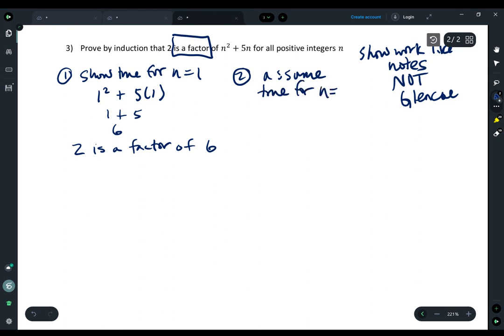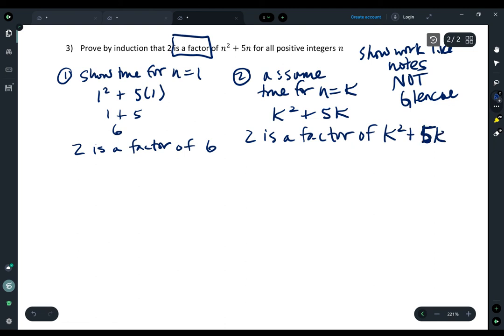for n equals k. So the way that looks for this one is that I would just put k's in instead of n and write k squared plus 5k. And I'm just going to assume that 2 is a factor of that. So 2 is a factor of k squared plus 5k. So again, we showed when n equals 1, we got 6. 2 is a factor of 6. When n equals k, we have k squared plus 5k. So 2 is a factor of k squared plus 5k. So that's what we're assuming.